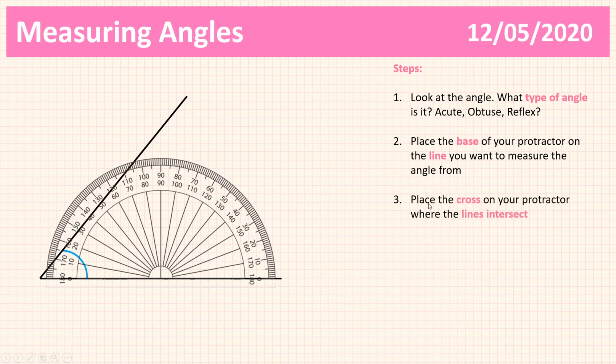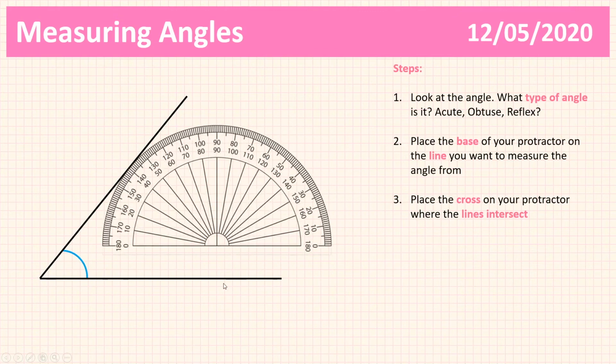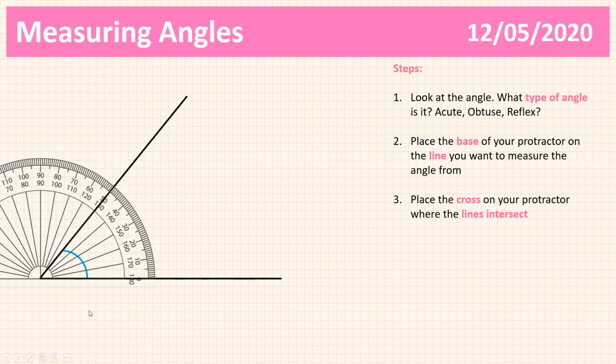My next step is to make sure that the cross on my protractor is where the lines intersect. If I have a look right now, the cross on my protractor where this vertical 90 degree line meets my base, well, that's not where the two lines intersect, because the two lines intersect over here. So I need to take my protractor and put it there. So that's where my protractor would go. Right there where the two lines intersect, with the base of my protractor still on the line that I'm measuring from.